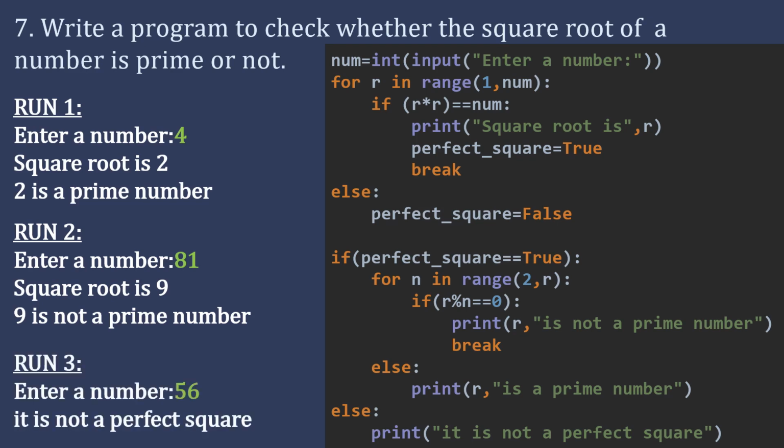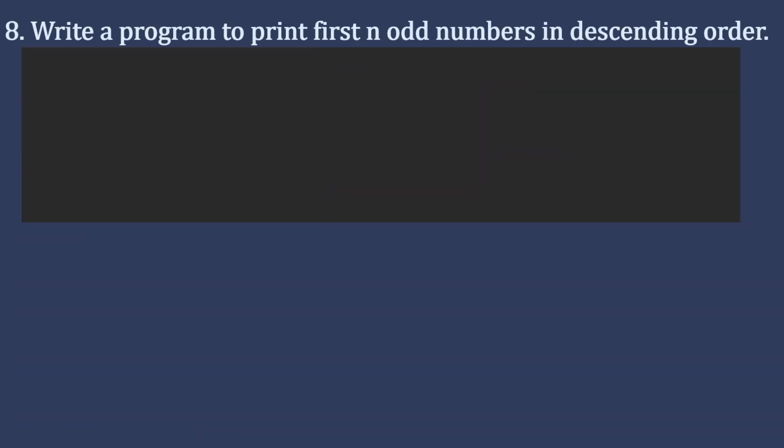Then a third run, let's say we have entered the number 56, which is not a perfect square. It will just print "It is not a perfect square." Why? Because in the first part of the program, you can see a for loop. It will check all the numbers and will not find any square root. Then you'll go to the else part and perfect square will be assigned the value false. Then finally it will print "It is not a perfect square."